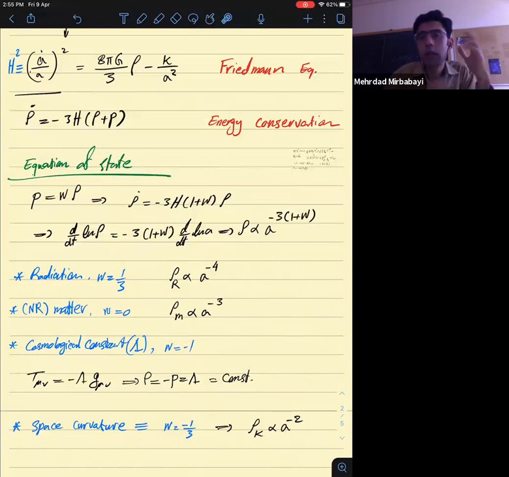So what does it mean? If you have a universe which has a mixture of radiation, matter, cosmological constant, and curvature, as time passes, different components become important at different times. So as I go to very early times, when the scale factor is small, the radiation becomes large. Then at some later times, matter becomes important. If there is curvature, then curvature becomes important. And finally, the cosmological constant becomes important.